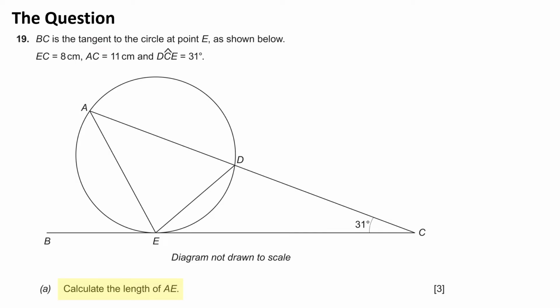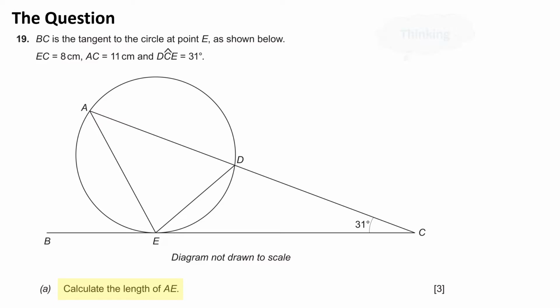So here we go. Here is the question. It says BC is a tangent to the circle at this point E here, as shown below. EC is 8 centimeters, so that's that bit. AC is 11 centimeters and DCE is 31 degrees. And the first thing they ask us is to calculate the length of AE down here.